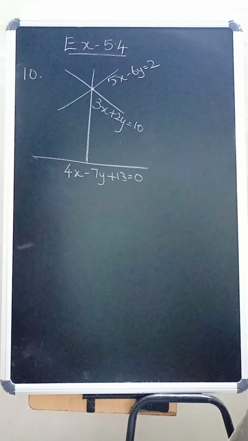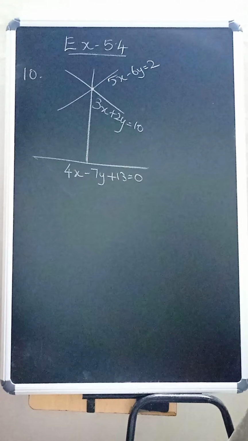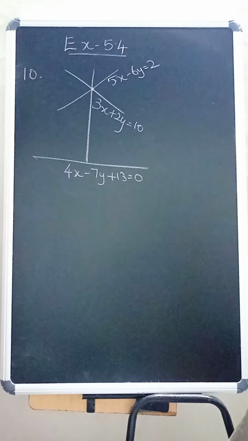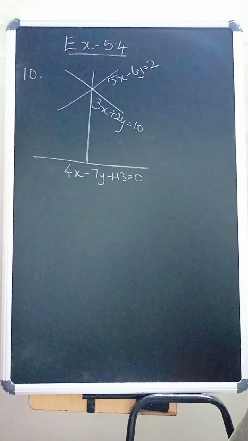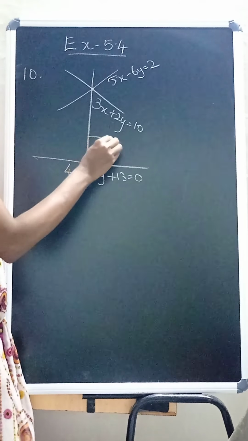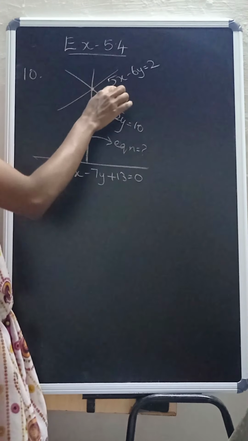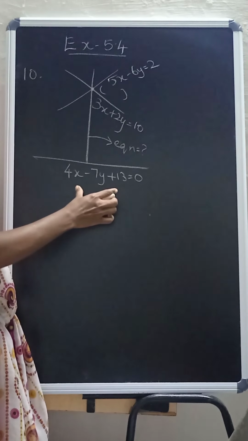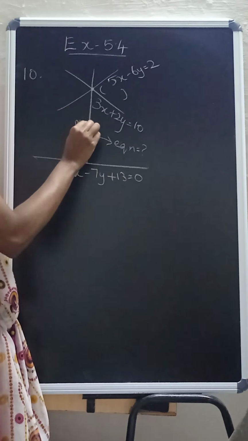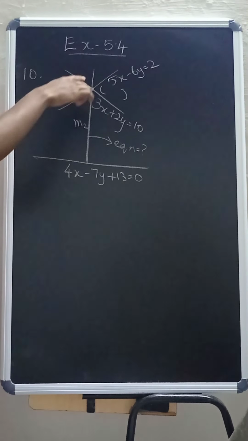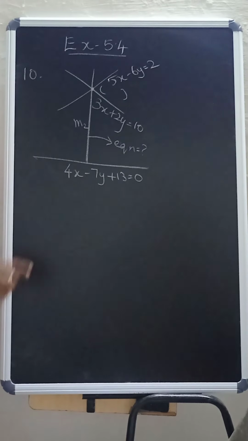Next, 10th sum. Find the equation of a straight line through the intersection of the lines 5x minus 6y is equal to 2, 3x plus 2y is equal to 10 and perpendicular to the line 4x minus 7y plus 13 is equal to 0. So now they are asking you to find the equation of this line. Similar to the previous sum, you will find the point of intersection, then you will find the slope here, find perpendicular slope m2, and with this slope and this point you will use point slope form to find the equation of the line perpendicular to this line. Let us proceed with the sum.